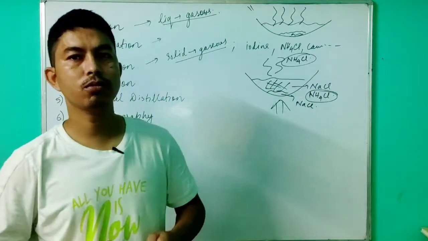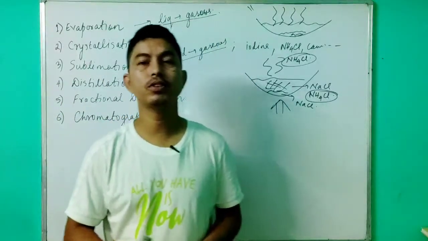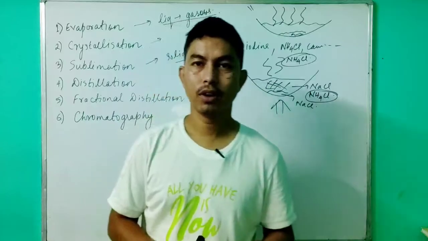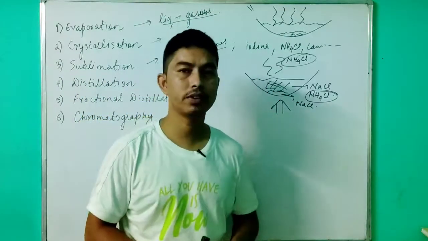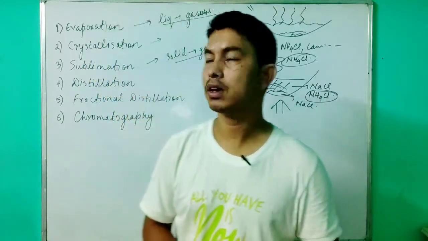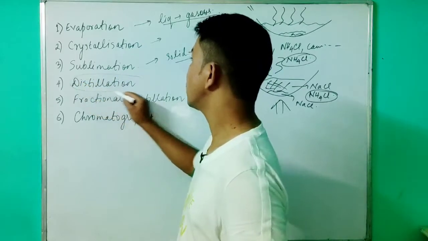This method can also be used to separate such kinds of substances which sublimate, like camphor, ammonium chloride, and solid iodine. A few examples are given in your book. You may learn through it. Next we have distillation.